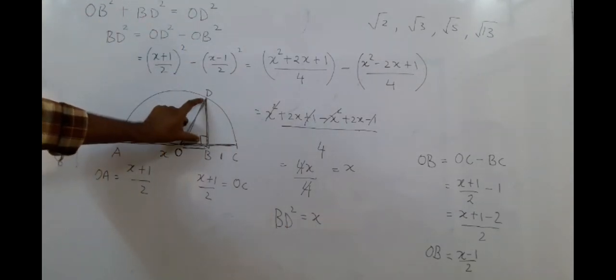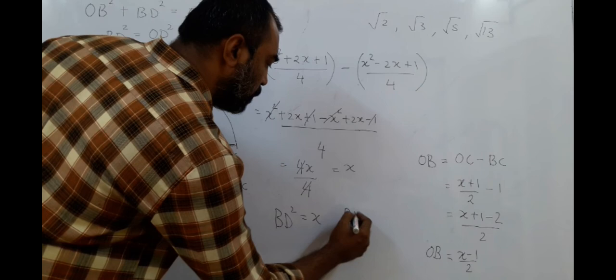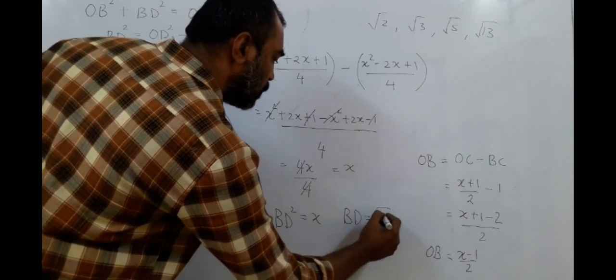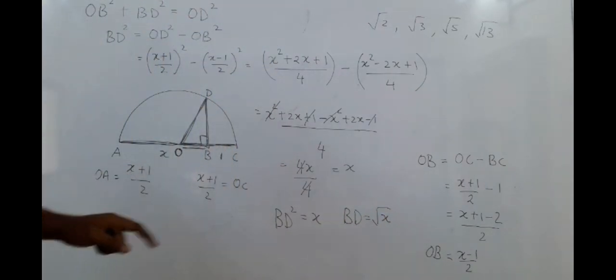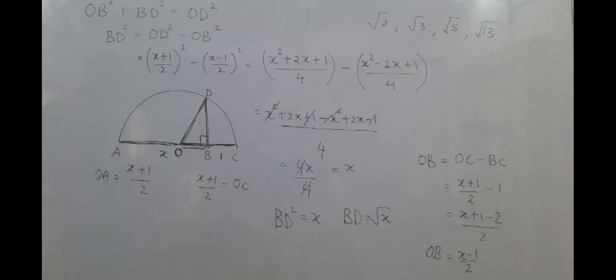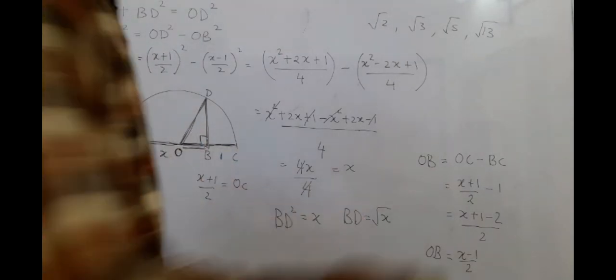But we want to find only BD. So BD is root x. So what is root x? Whatever number we want to draw on the number line, we take it as the root x.